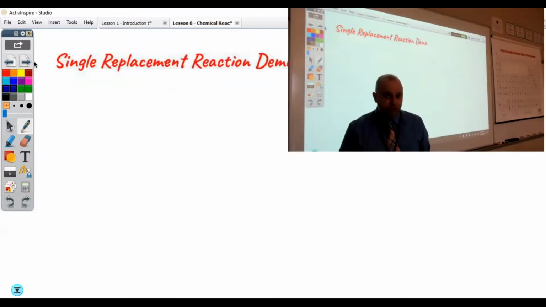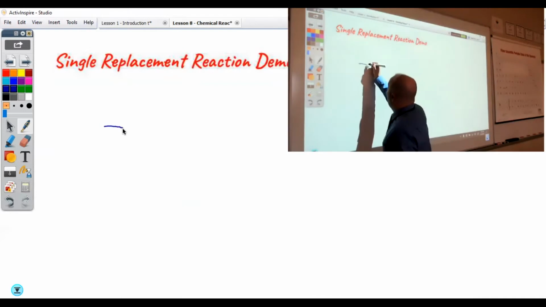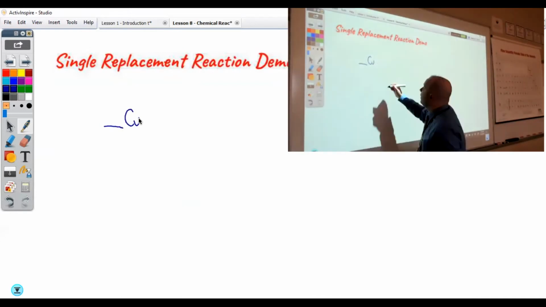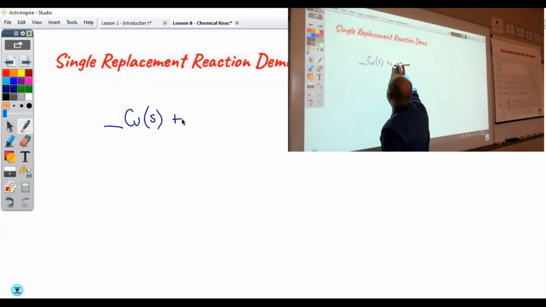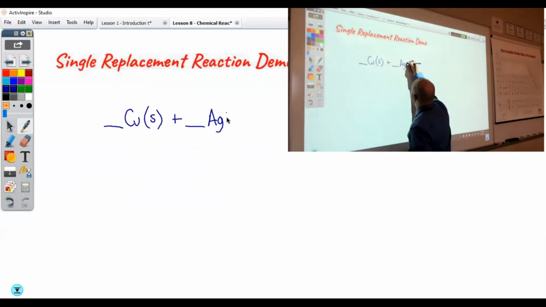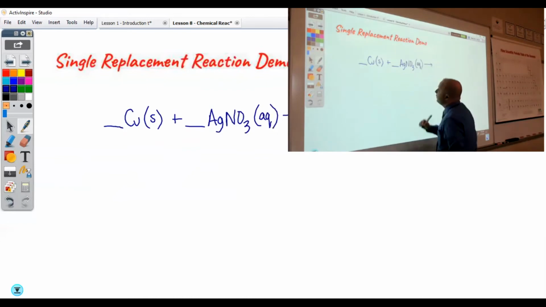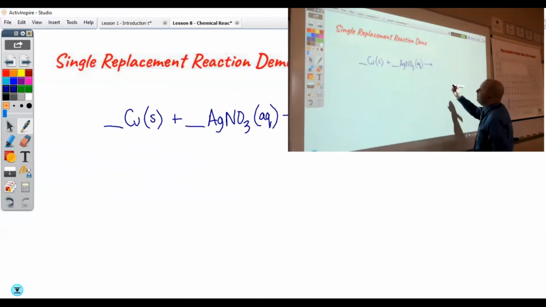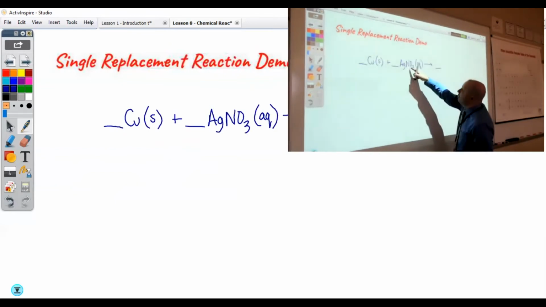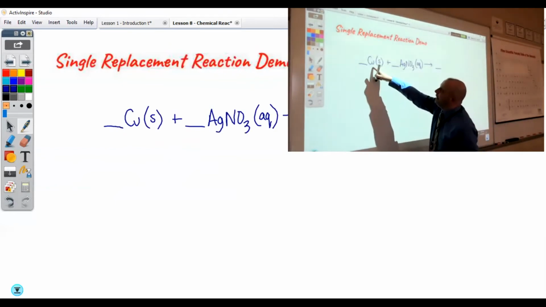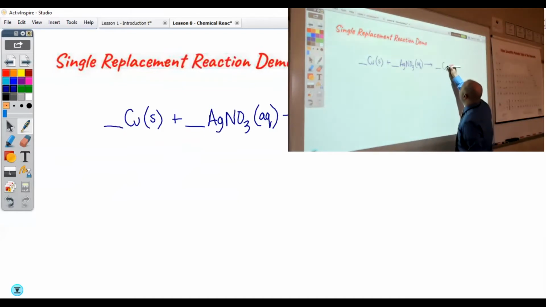Okay, in the demonstration you just watched, we took a piece of copper metal, which was a solid, and we added it to a solution of silver nitrate. That was our colorless liquid that we used there. And what happened was the silver from silver nitrate was replaced by the copper, forming copper(II) nitrate, Cu(NO3)2. That was our solution, and silver metal, which was our solid that formed.